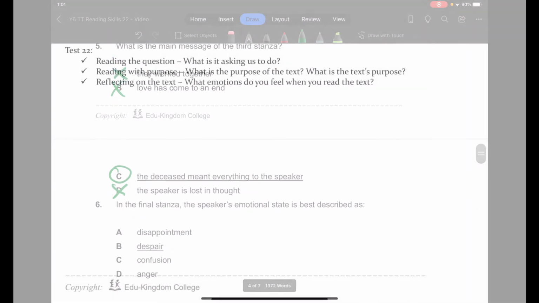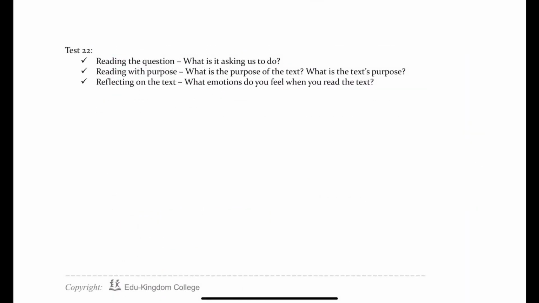Yeah. So unfortunately we can't go through all the answers, but I just want to bring back the goals for test 22. So please keep in mind that as you do future tests, just these goals or these questions, so you can extract the most information you can out of these texts.